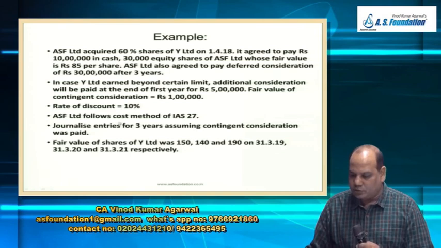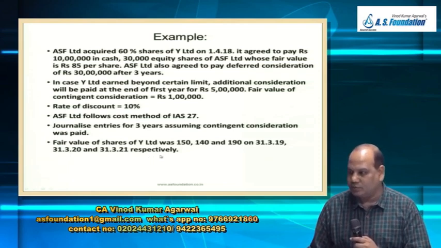ASF Limited follows cost method of IAS 27. Journalize entries for 3 years, assuming contingent consideration was paid. Fair value of the share of Y Limited was 150, 140, 190 on 31st March 19, 31st March 20 and 31st March 21 respectively.